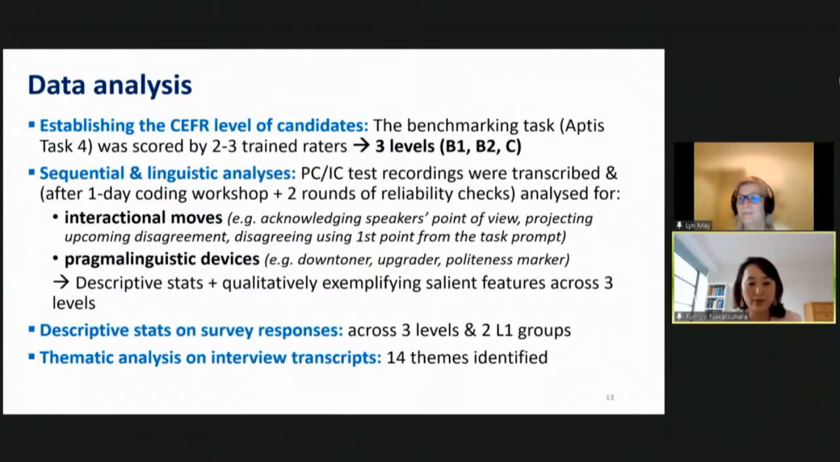And interactional moves were more like macro categories, such as acknowledging speaker's point of view or projecting upcoming disagreement. And pragmalinguistic devices are micro categories of lexical features, such as downtoner, upgrader, politeness markers, and so on. Survey responses were analyzed with descriptive statistics, and semi-structured interview recordings were transcribed and thematically analyzed, and we came up with 14 main categories.